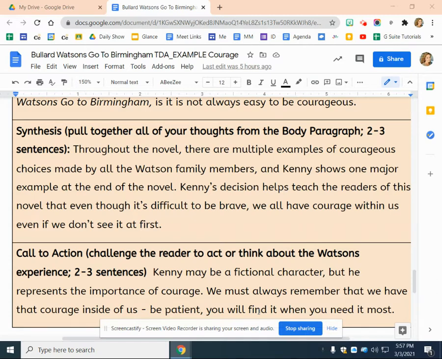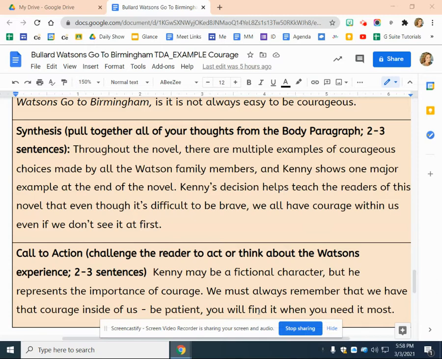This is what I wrote. I wrote, throughout the novel, there are multiple examples of courageous choices made by all the Watson family members, and Kenny shows one major example at the end of the novel. Kenny's decision helps teach the readers of this novel that even though it's difficult to be brave, we all have courage within us, even if we don't see it at first.